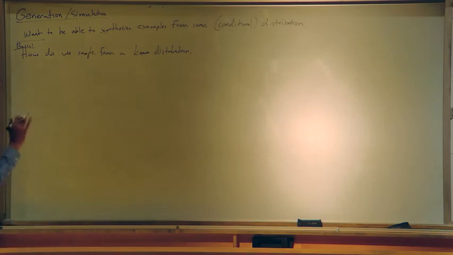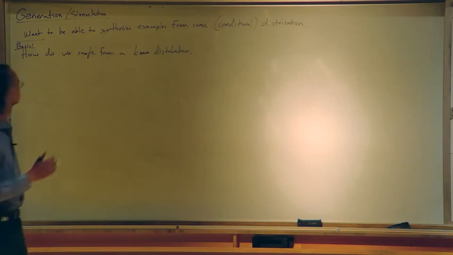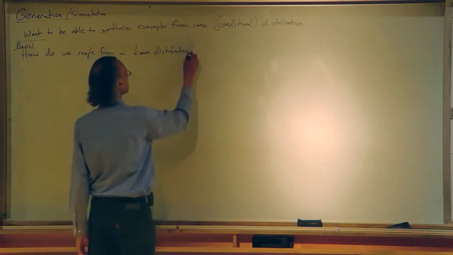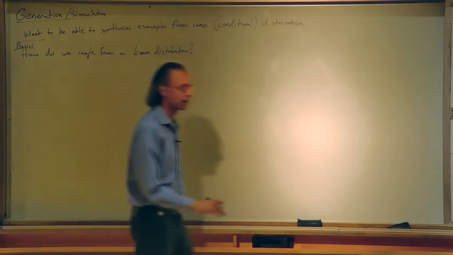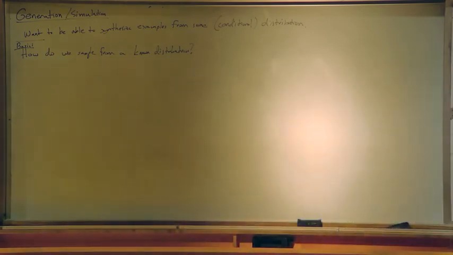Suppose I told you I have a known distribution. Here's a known distribution. Draw me a sample from that distribution. How would you do it? Someone raise your hand if you want to tell me how you draw a sample from a known distribution. Okay, so I'll start making it easier.